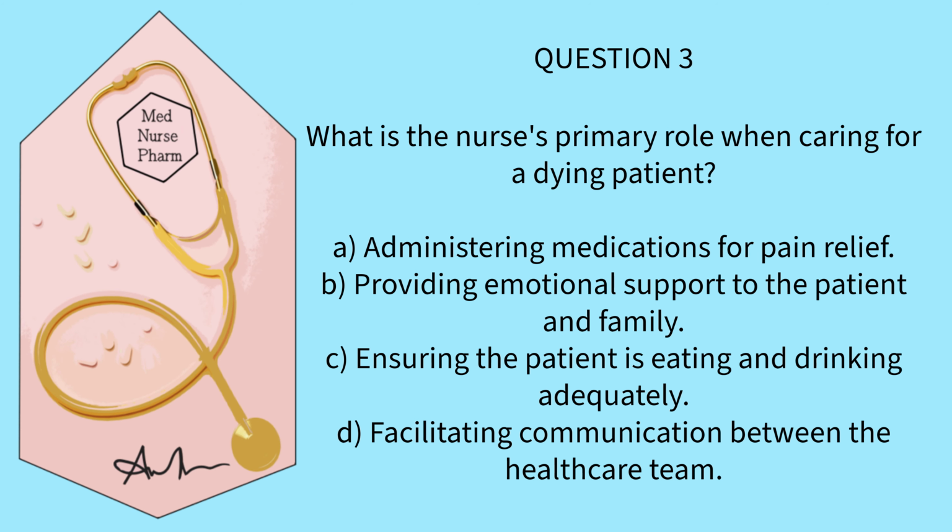Question 3. What is the nurse's primary role when caring for a dying patient? A. Administering medications for pain relief. B. Providing emotional support to the patient and family. C. Ensuring the patient is eating and drinking adequately. D. Facilitating communication between the healthcare team. Pause the video and select your answer.